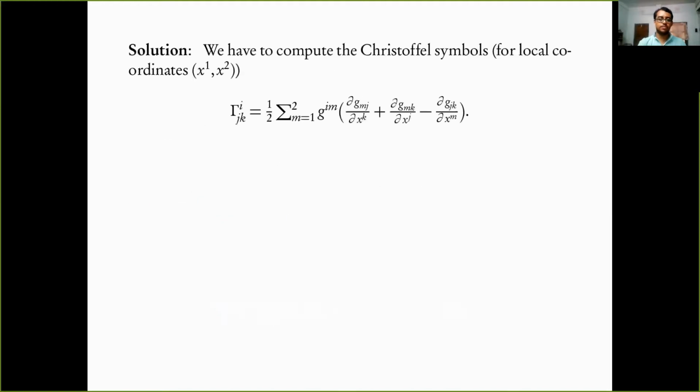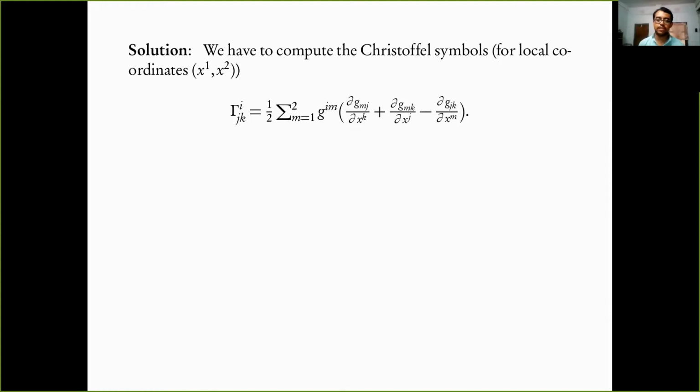So again, this is a simple computation. I'll recall for you that the Christoffel symbols are given by these coefficients, gamma i, jk, and there's a half, and this is g raised to im, which simply means that this is the imth entry of the inverse of the Riemannian metric that you have.